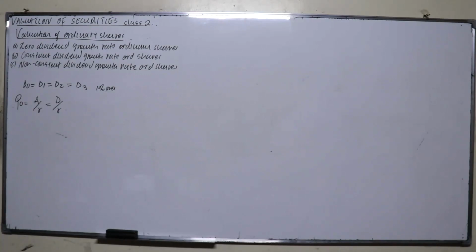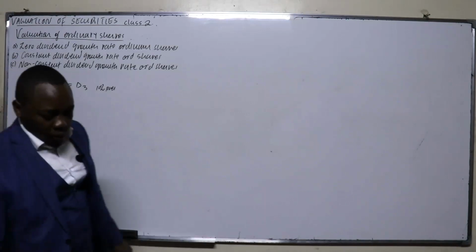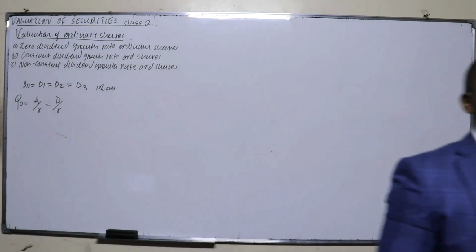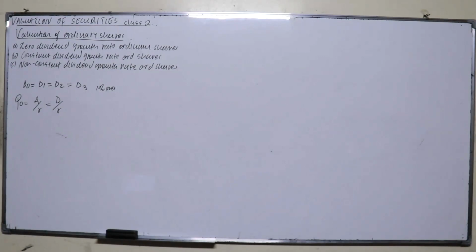Number B, that was zero dividend growth rate. Number B is the constant dividend growth rate ordinary share. This is where the dividend will grow at a constant growth rate to infinity.